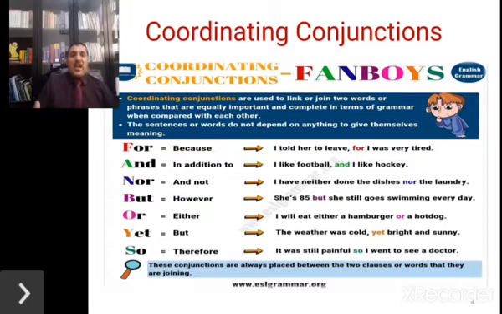Or, either. I'll eat either a hamburger or a hot dog. So one of them I'll eat. Either one. I'll eat either chicken meat or eggs, for example. I'll either come to you or you have to come to me.